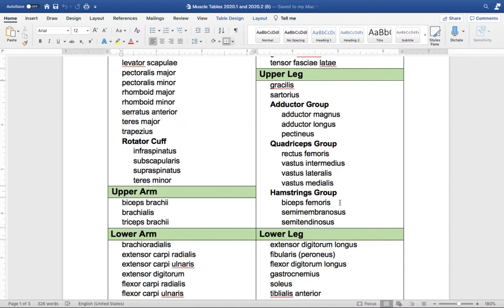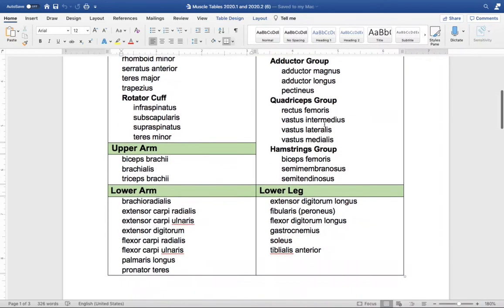The hamstrings in particular are going to be made up of the semimembranosus, the semitendinosus, and the biceps femoris from medial to lateral. The adductor group contains the pectineus, the adductor longus, the adductor magnus, and oftentimes we consider the gracilis to be in this group also based on its location.